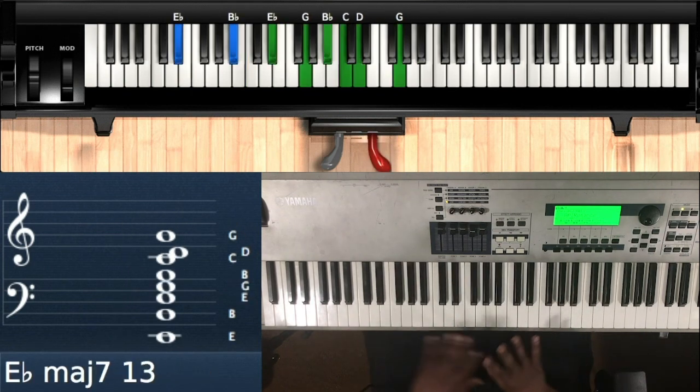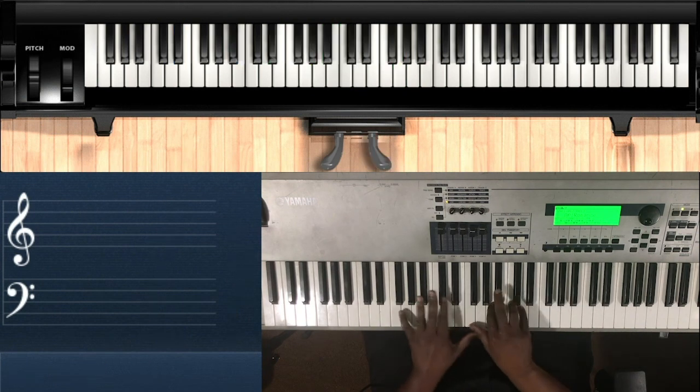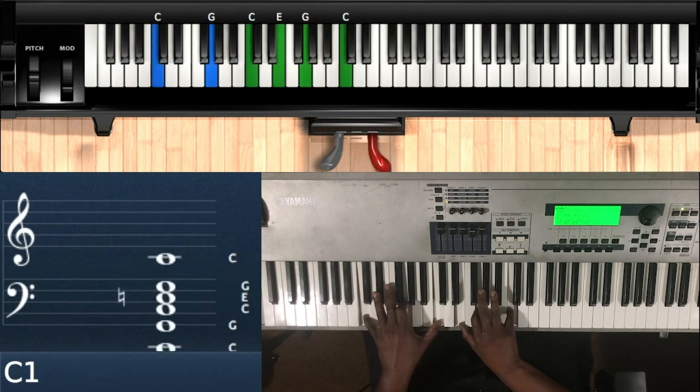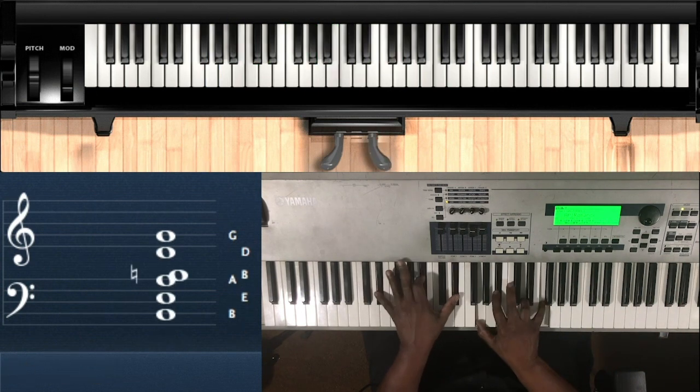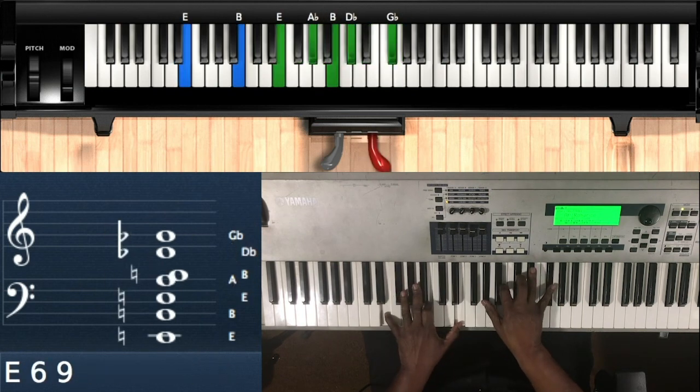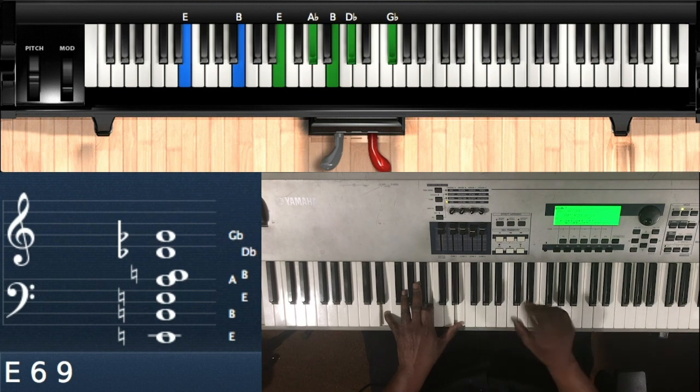All right, today's lesson is on modulating. And what does that mean? It's not like the space modulator from the Warner Brothers character. No, it simply means to change keys. All right? And we're going to talk about a technique that you can use to change keys effortlessly.